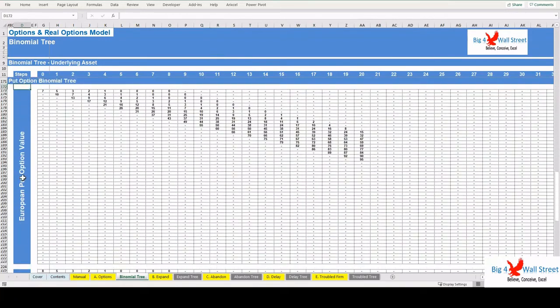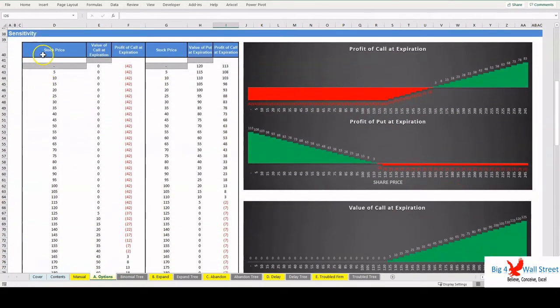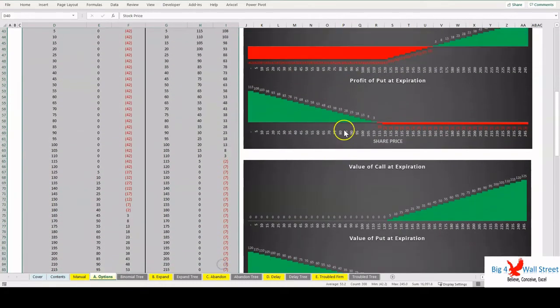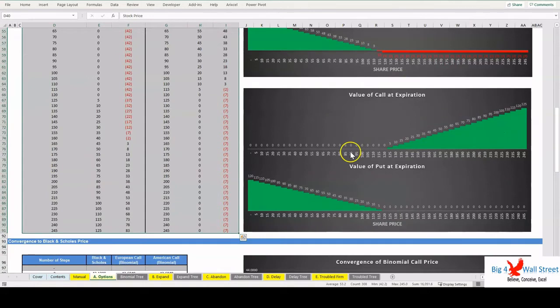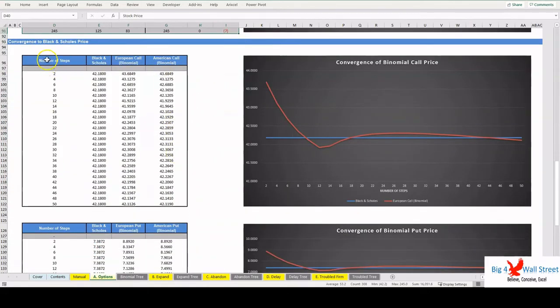Going back to the Options tab, a sensitivity on the stock price is performed for both put and calls. From this sensitivity, the value as well as the profit of the option at expiration is calculated. Finally, on this tab is the convergence of the valuation price of the European option, calculated through the binomial model, to the Black and Scholes price.